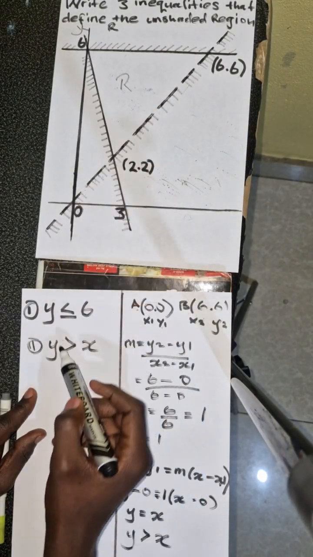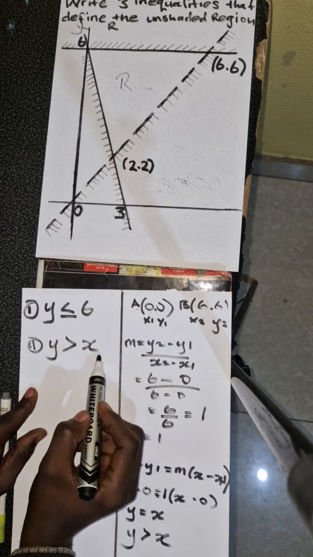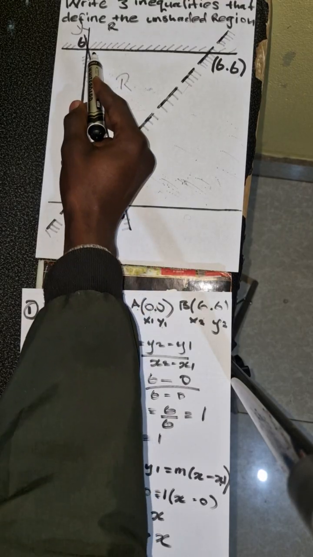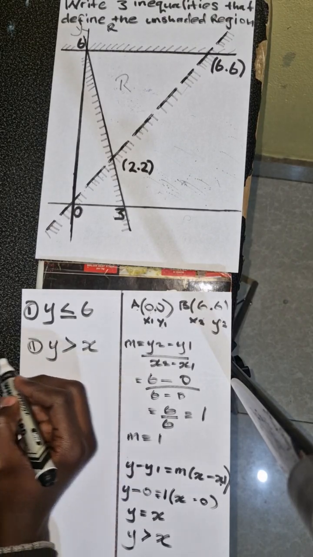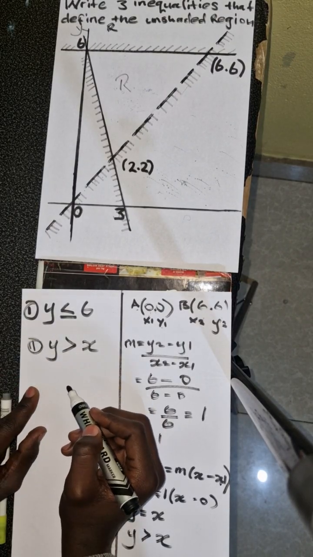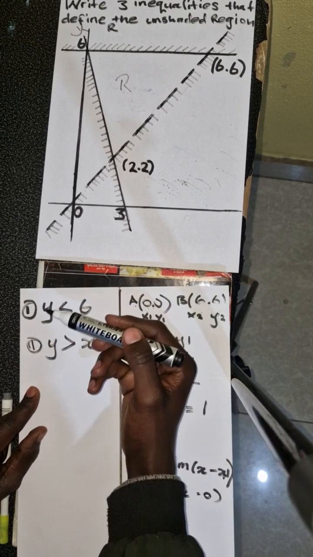If it's dotted, you just indicate this. There's nothing to put below here, just like this. Unless it was a solid line, like a straight line with no dot. If it had no dot, I would have written greater than. So now we go to the other question.